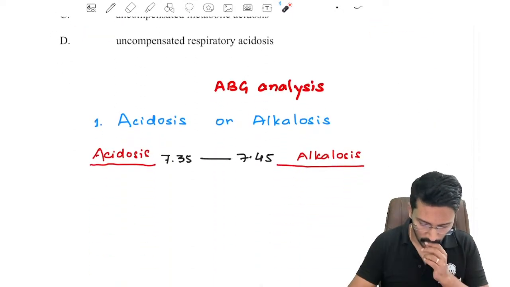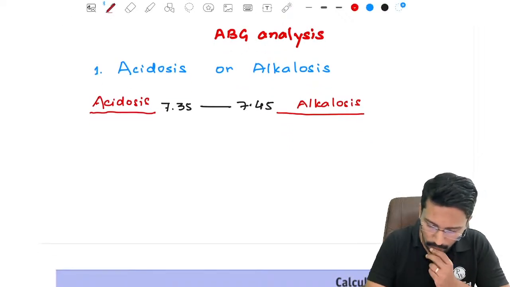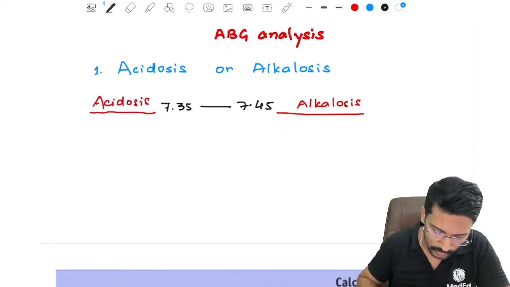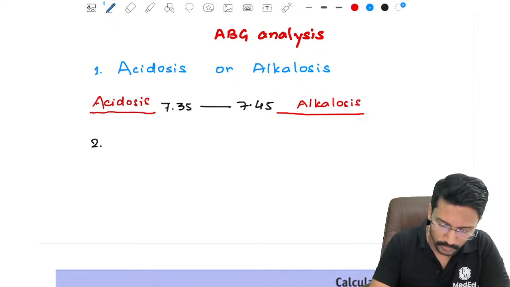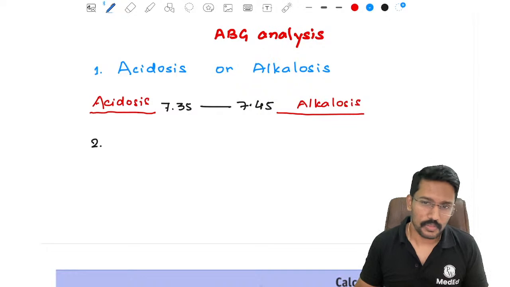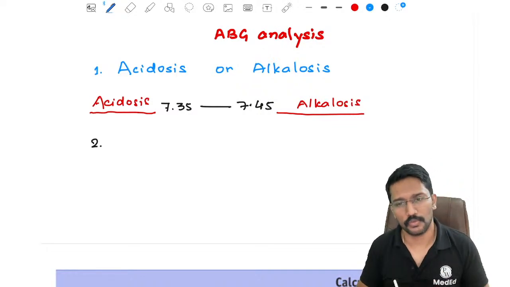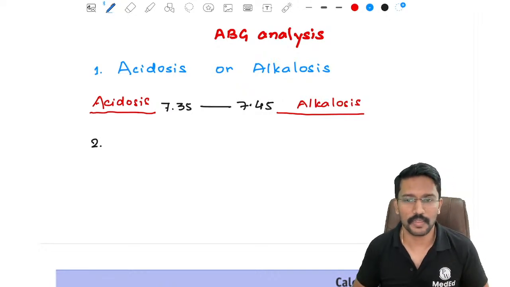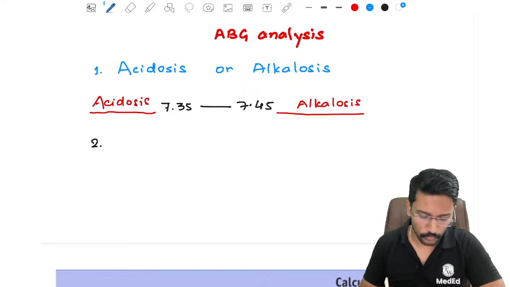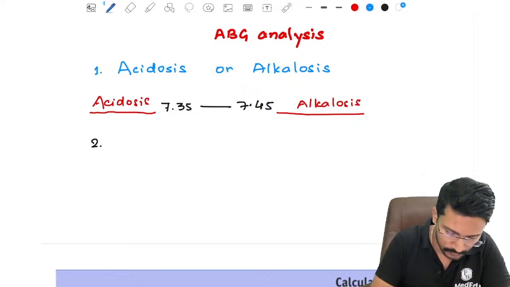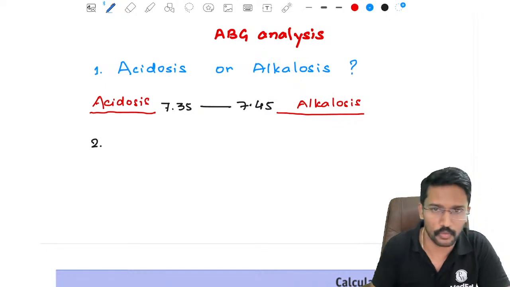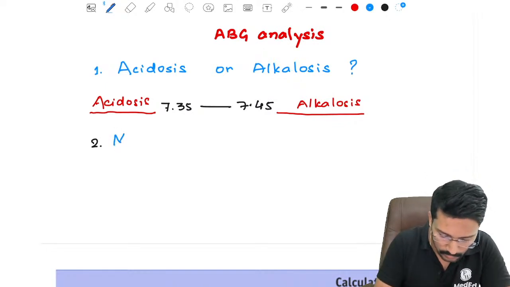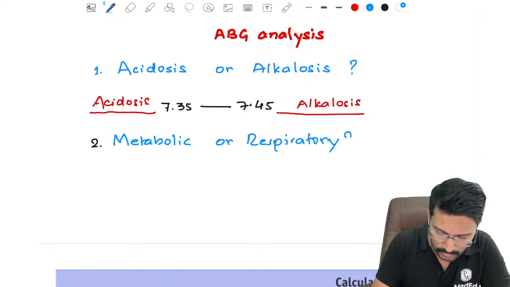Clear? Okay. Now, once we have done whether it is acidosis or alkalosis, the step number 2 would be to see whether it is metabolic acidosis or respiratory acidosis, and vice versa. Like if it is alkalosis, that is your decision based on the pH, then you have to assess whether it is respiratory or metabolic, right? So for that, what we need to do is I give you a mnemonic. So the question number 2, first question is acidosis or alkalosis. The question number 2 that needs to be addressed is, the problem is whether it is metabolic or respiratory.